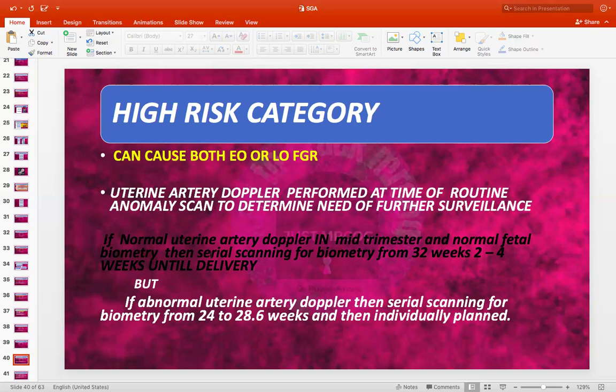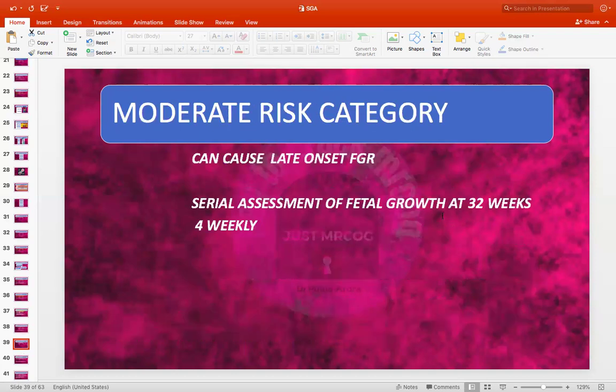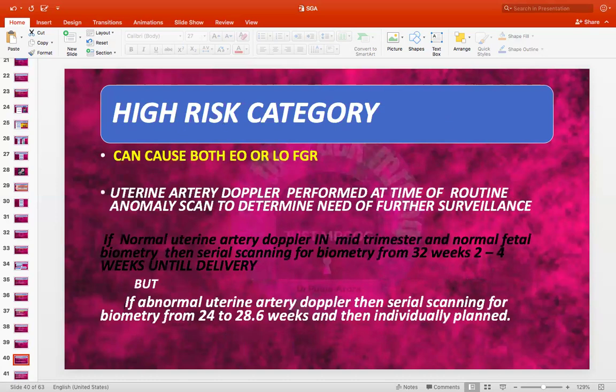If both of these, performed between 18 and 23+6, come back normal, then we directly start from 32 weeks, 2 to 4 weekly until delivery. But if the uterine artery comes back abnormal, then serial scanning from 24 to 28+6 weeks, and we always individualize how frequently we need it. So in high risk, it's 32 weeks, 2 to 4 weekly. And in moderate risk, it is 32 weeks, 4 weekly.